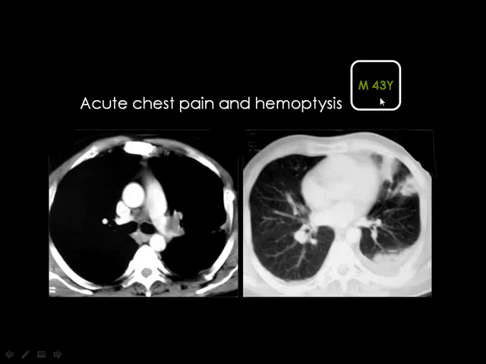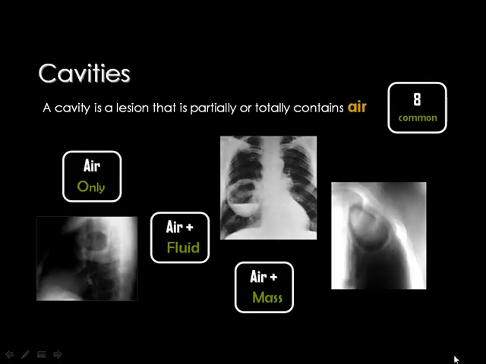Look at this male patient, 43 years old, with acute chest pain and hemoptysis. In the mediastinal window, you can see the embolus. In the lung window, you can see 3 infarctions, which appear as patchy areas in the lung, 2 in the lingula and 1 in the posterior segment of the lower lobe with pleural effusion.